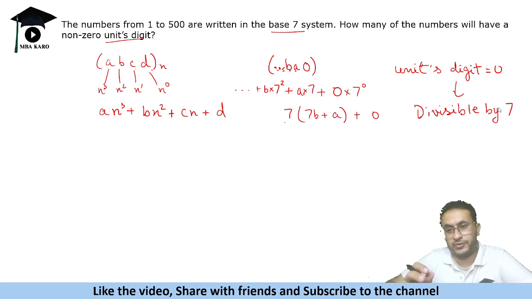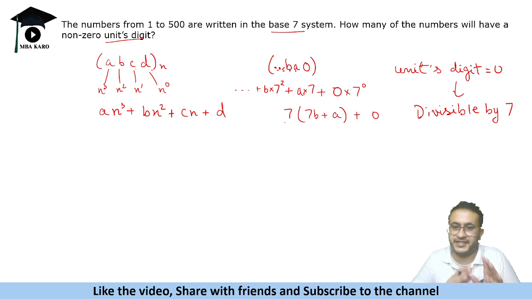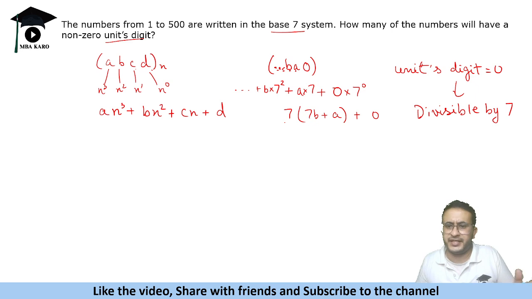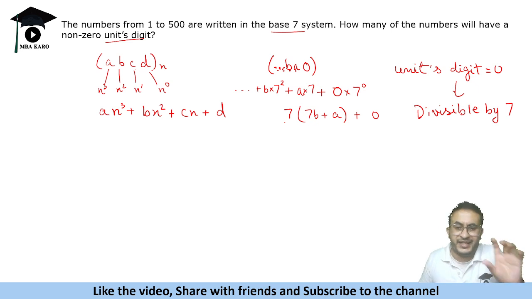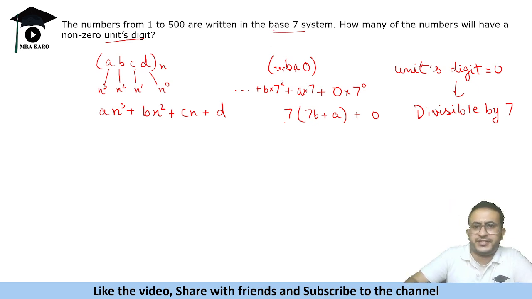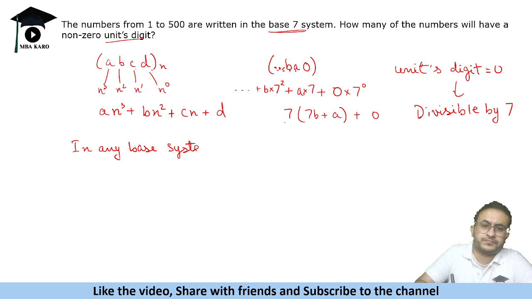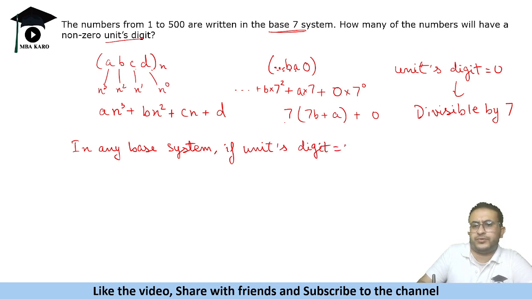For any base, if the units digit is 0, that means it is divisible by that base. In decimal system, if a number ends in 0, what do we say? It is divisible by 10. So in any base system, if the units digit is 0, that means the number is divisible by the base. So that is the logic here.